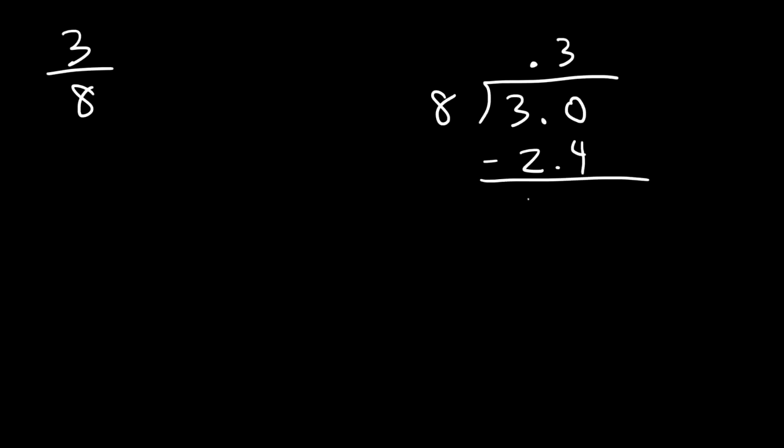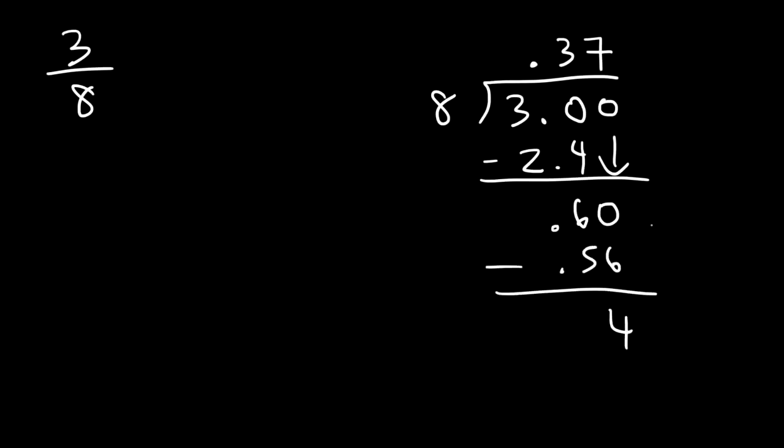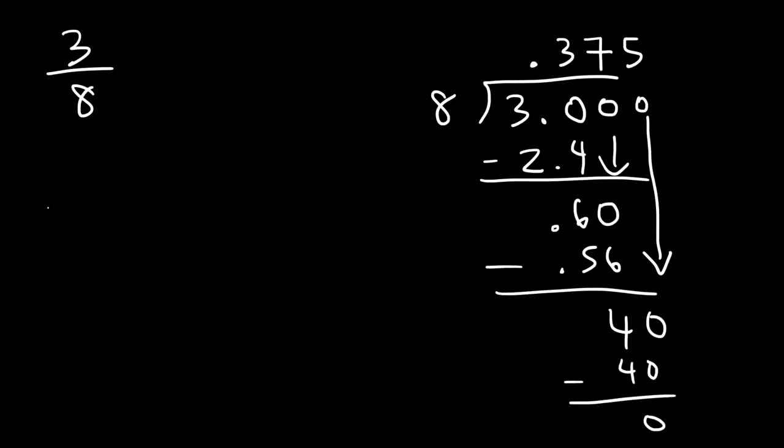Now 30 minus 24 is 6. So we're going to add a 0. Now how many times does 8 go into 60? 8 times 7 is 56, but 8 times 8 is 64, which exceeds 60. So 8 goes into 60 7 times, and it's going to be 56. 60 minus 56 is 4, and let's add another 0. Now 8 goes into 40 nicely. It goes into it 5 times. So now we no longer have a remainder. So 3 over 8 is basically 0.375 as a decimal.